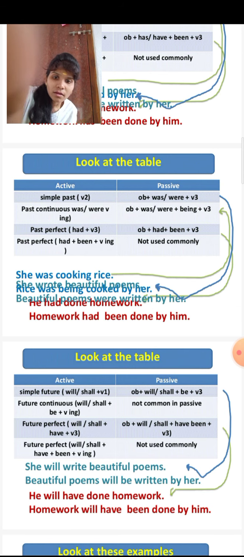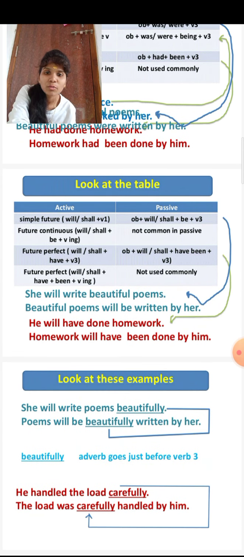And here, for example, she will write beautiful poems. So what is that? Beautiful poems will be written by her. He will have done homework. Homework will have been done by him.